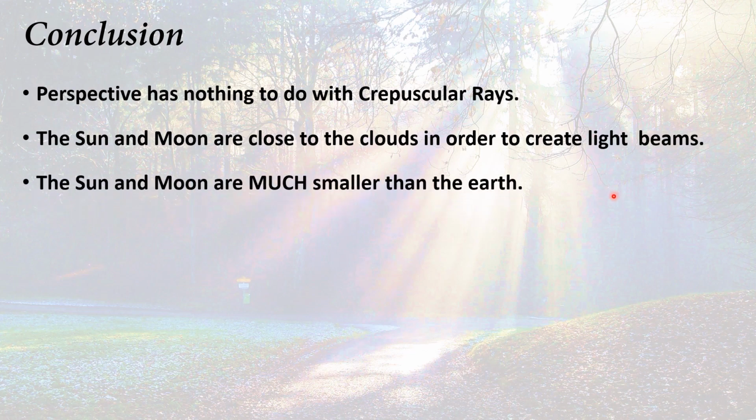The sun and moon are much smaller than the earth. In order for the sun and moon to be that close to the clouds, they have to be much, much smaller than the earth. The solar system does not exist. That's a biggie. In order for the sun and moon to be so close that they create this phenomenon, that means they are within our atmosphere, for lack of a better word. They are within our airspace, and they have to be very local, very close.